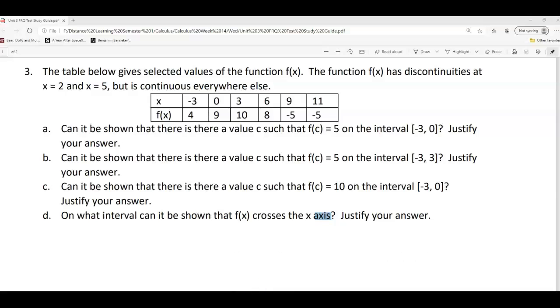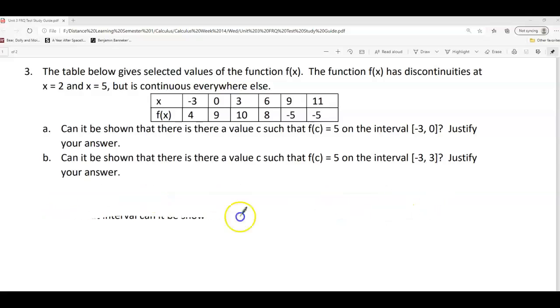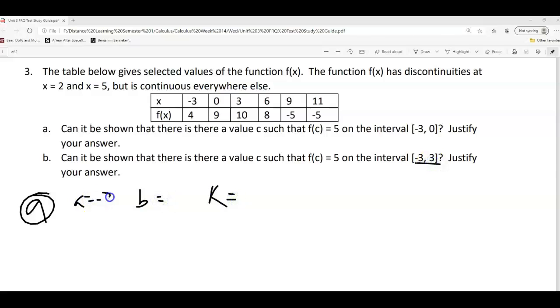Let's take a look at part B. All right, so for part B, we're going to just be following the same steps here. For step A, we want to know what a is, what b is, and what k is. In this case, a is -3, b is 3, and k is 5.